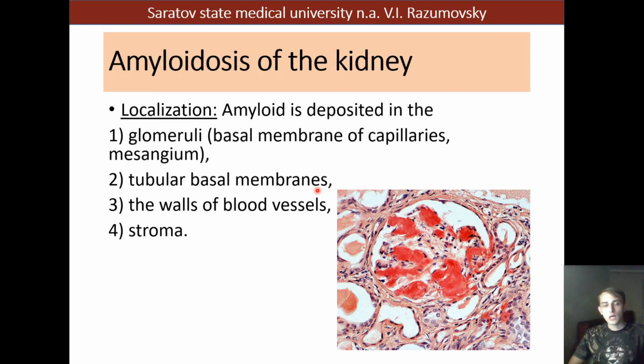So, for our course, we should know how amyloid looks in kidneys and amyloid in spleen. Firstly, we will talk about kidneys. In kidney, amyloid may be localized in glomeruli, basal membrane of capillaries, tubular basal membranes, the walls of blood vessels. In this picture we couldn't see any damaged vessels, and in the stroma of the organ.